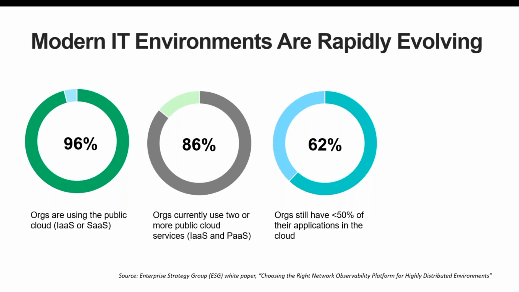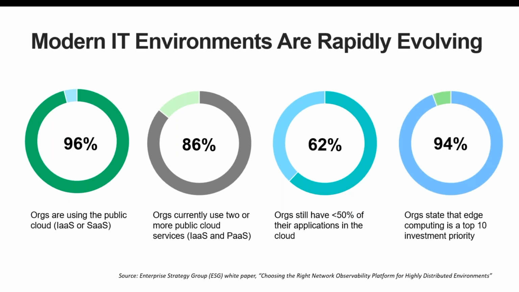But they have high hopes. 94% of these organizations state that they want to get deeper involved into edge computing. So what all of this is telling us is that your modern IT infrastructure is becoming an increasingly complicated mix of on-premise, public, and private cloud applications, devices, and environments.